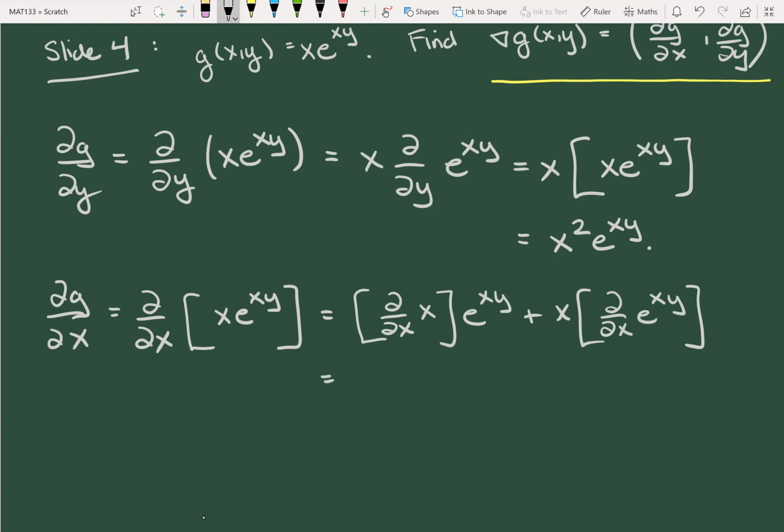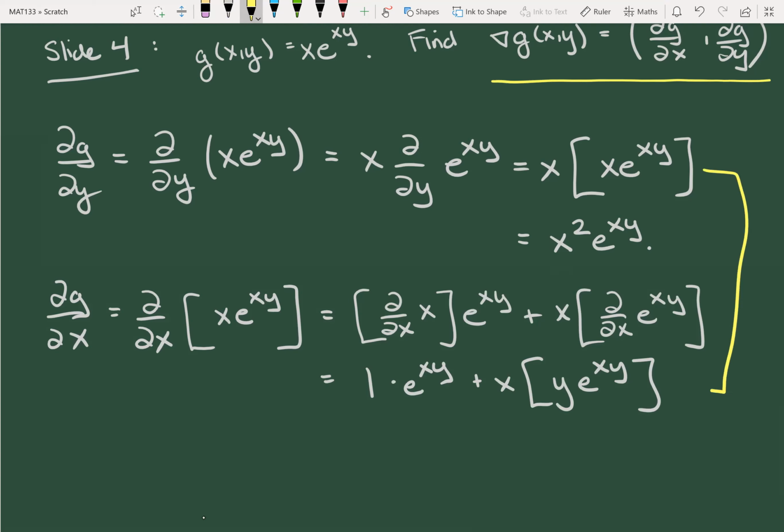This first derivative is pretty easy. This is just 1, right? The derivative of x with respect to x is just 1. And then when I differentiate e to the xy with respect to x, it's exactly the same sort of thing that happened in the line above, except now I've changed which one is the constant, right? So I'm going to get y e to the xy, right?